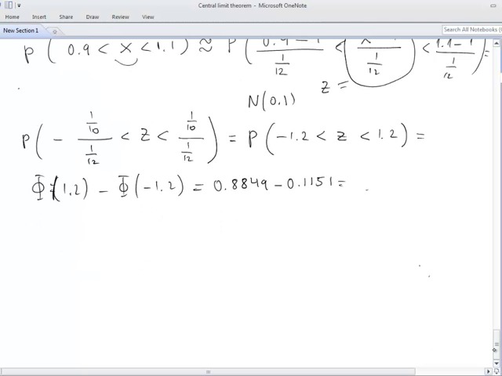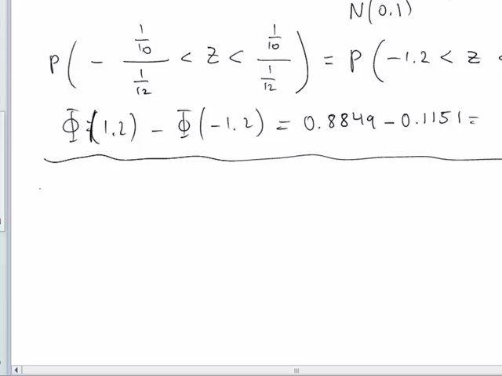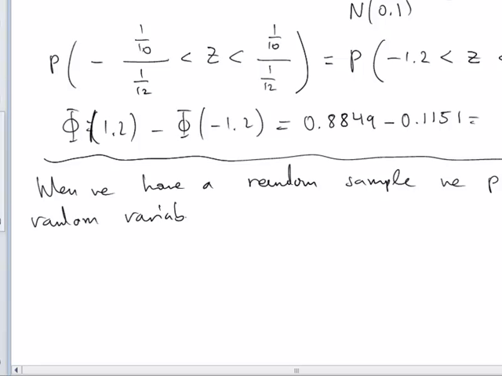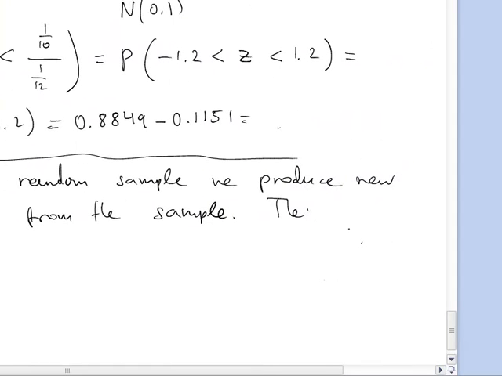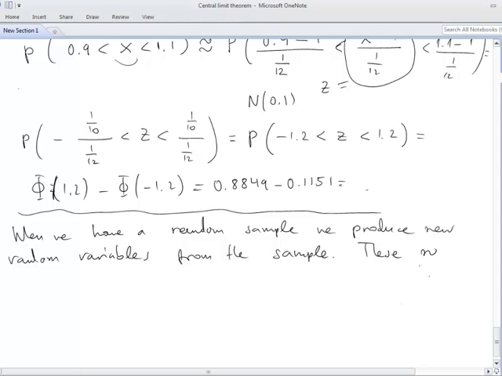We will close this recording with one remark. When we have a random sample, we want to find or approximate the values of certain parameters like the mean or the standard deviation, so we use other random variables from the random sample, and we refer to these new random variables from the sample as statistics.